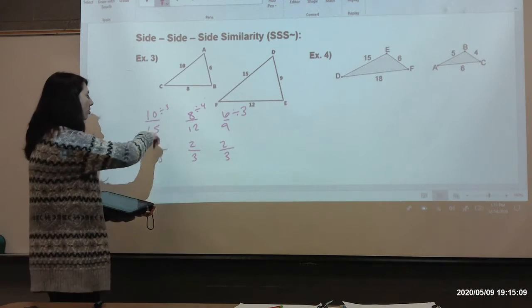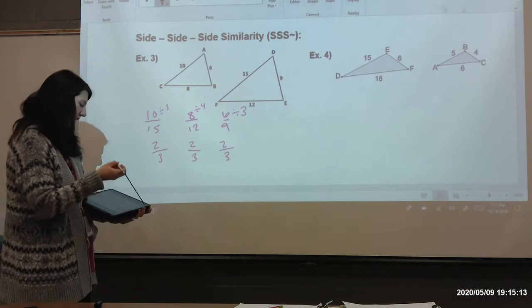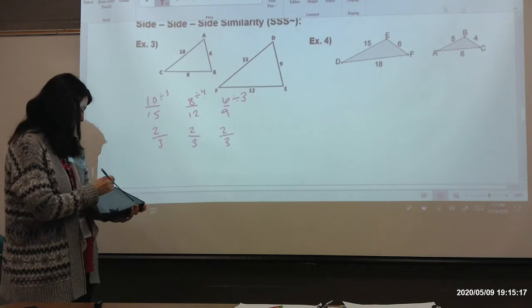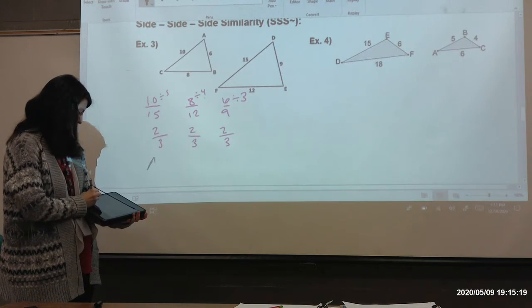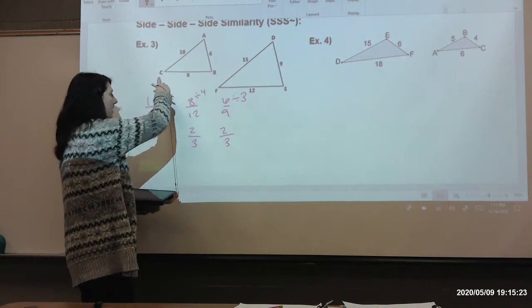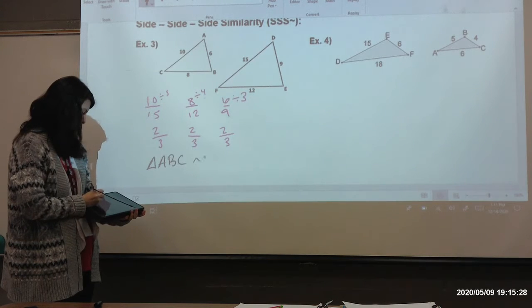Okay, so all 3 simplified to be the same number, which means we have the same scale factor, and that makes us proportional. So we can write our similarity statement. Triangle, and again, it doesn't matter the order. I'm just going to go in order A, B, C. Alphabetical order, I guess I should say.